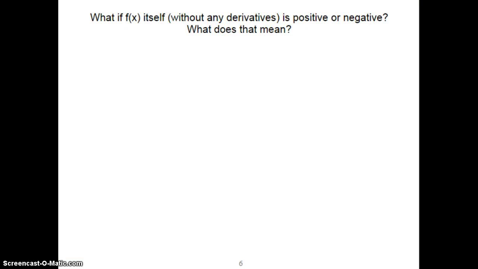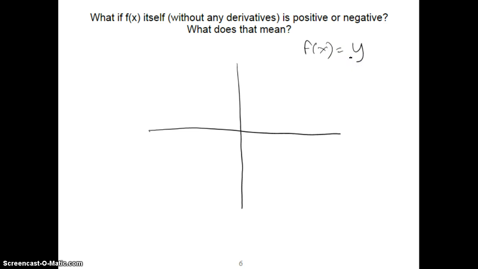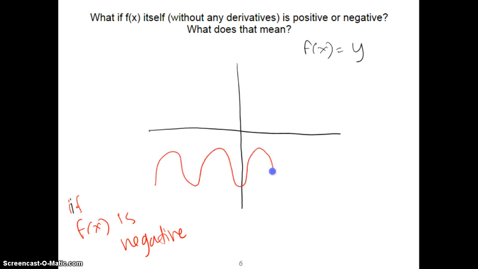Lastly, one of the problems is going to ask you, what if f of x itself is positive or negative? What does that mean? All that means is, remember, f of x is just the same thing as y. So if f of x is negative, that means the y values are going to be in the negative quadrants. All the y values have to stay negative.